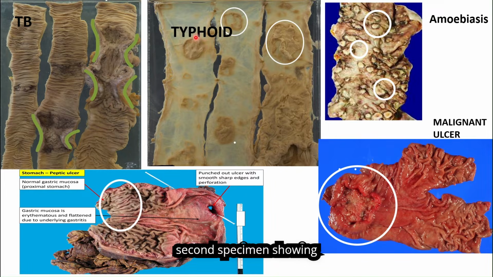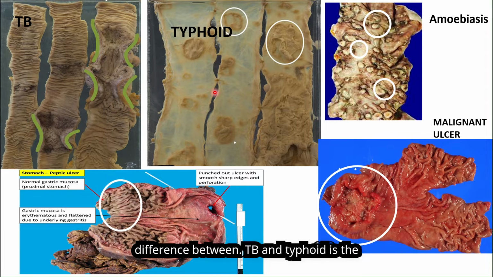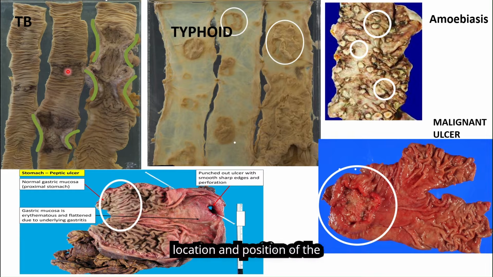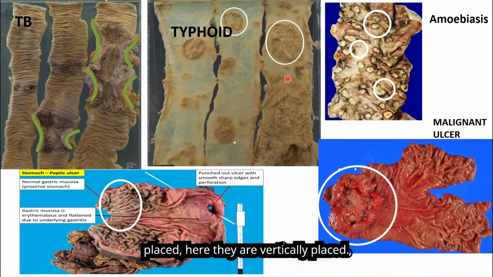Second specimen showing arrangement of ulcers which are placed vertical to the long axis of the intestine. So these are the multiple ulcerated areas over the intestinal lumen side. So this is the typhoid ulcer. So difference between TB and typhoid is the location and position of the ulcer. Here they are transversely placed, here they are vertically placed.